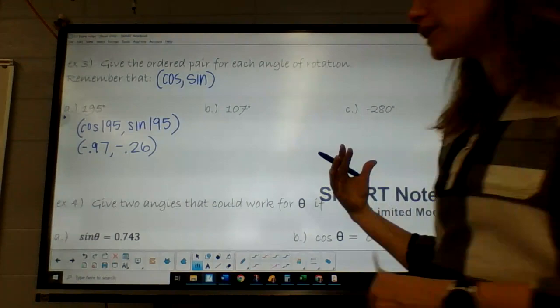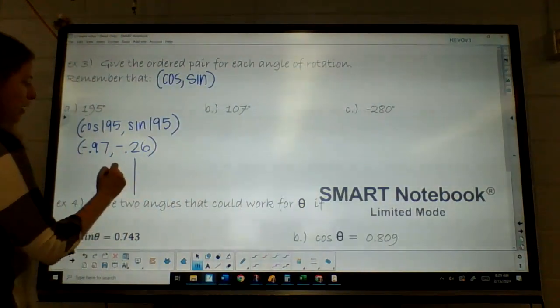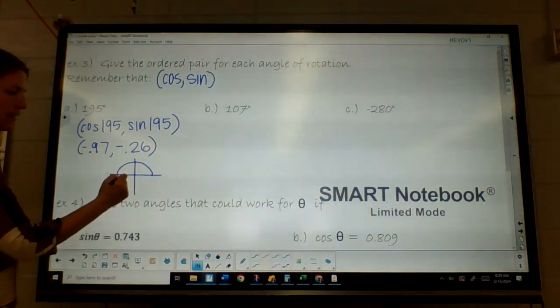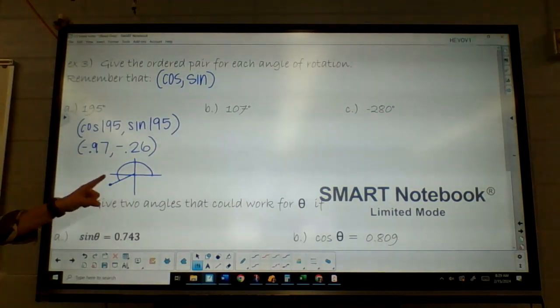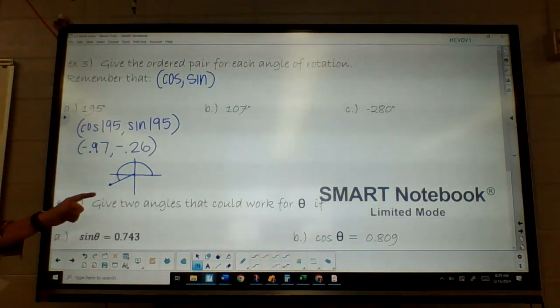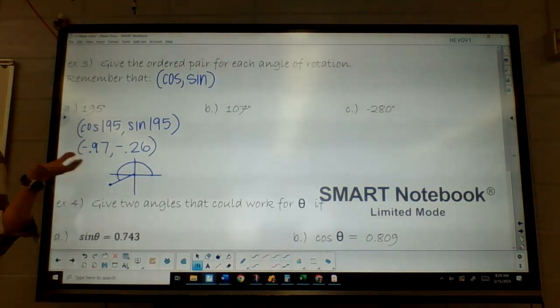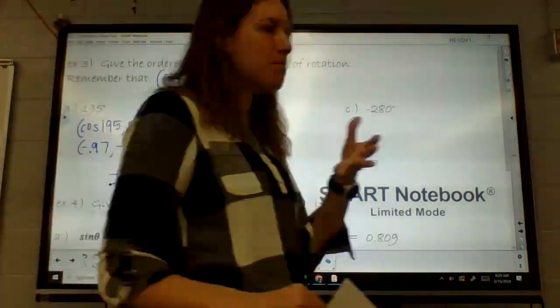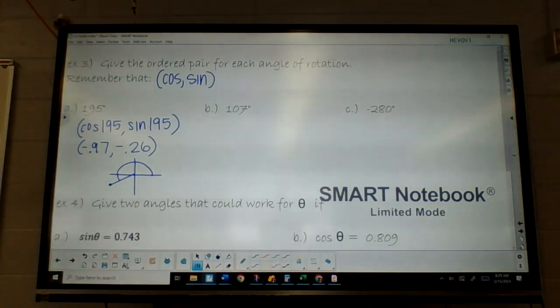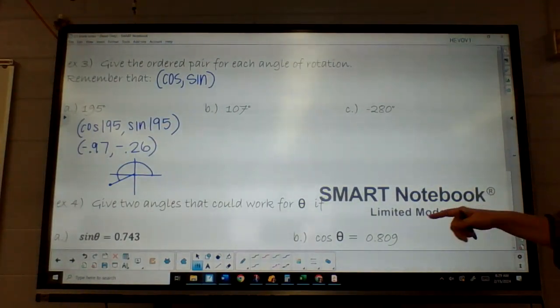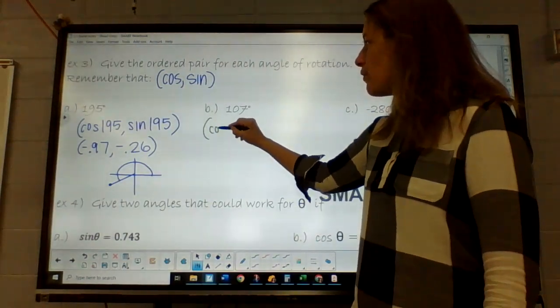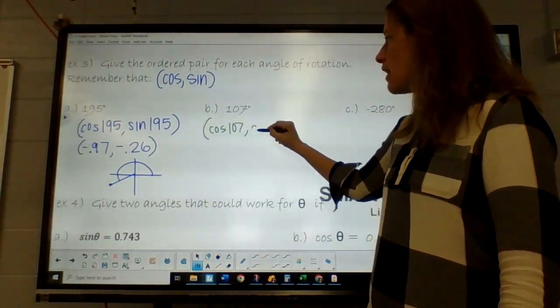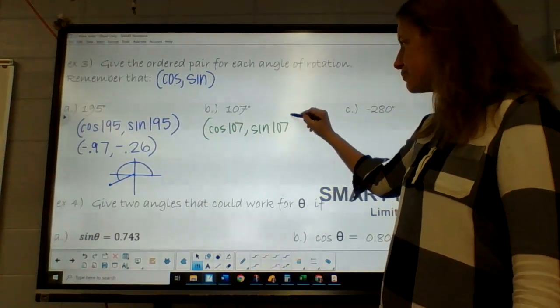And if you want to really think about what this looks like, 195 goes 15 past 180. We're over here, so it makes sense that we're going further to the left and then just a little bit down. So this coordinate point hopefully makes sense in the grand scheme of things. Again, that's all they're asking you to do for 107. Tell me what the cosine of 107 is, and then the sine of 107.